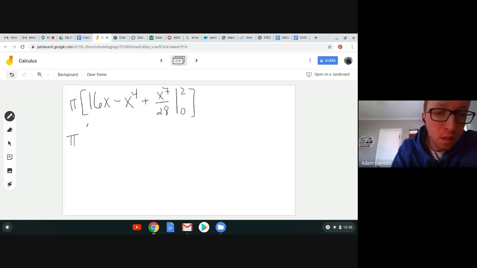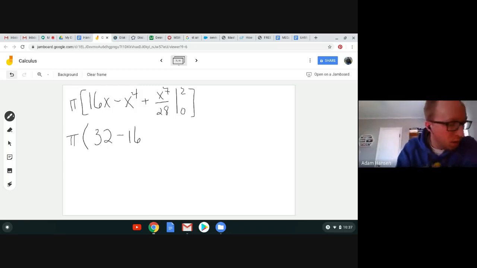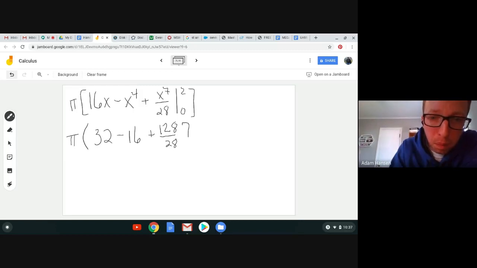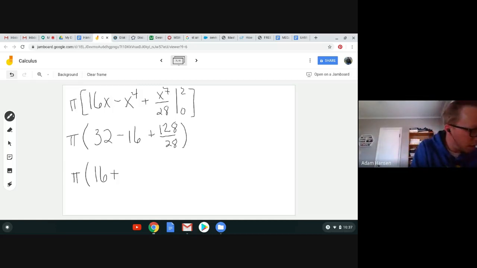Pi times 16 times 2 is 32. 2 to the fourth is 16. Let's see, 2 to the seventh, is that 128? Yes, it is. Plus 128 over 28. Let's see, 32 minus 16 is 16. 128 28ths, what does that simplify down to? 32 sevenths.